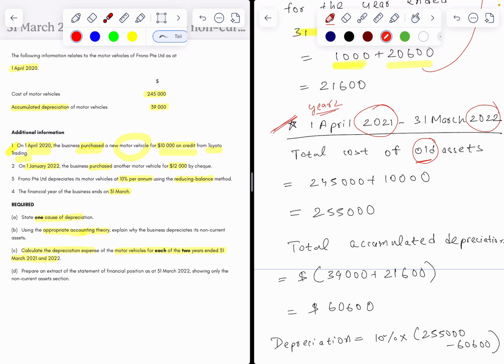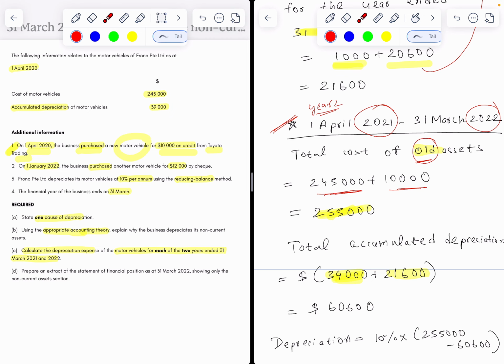So at the beginning of the question, we were given the cost of old assets on 1 April 2020 to be $245,000, and then we bought a new asset in that year for another $10,000. That means the total cost of old assets is now $255,000, and the total accumulated depreciation is $39,000, which we were given on 1 April 2020, plus an additional $21,600, which we have derived for the previous financial year ended 31 March 2021, okay? All right, so that gives us a total accumulated depreciation of $60,600.